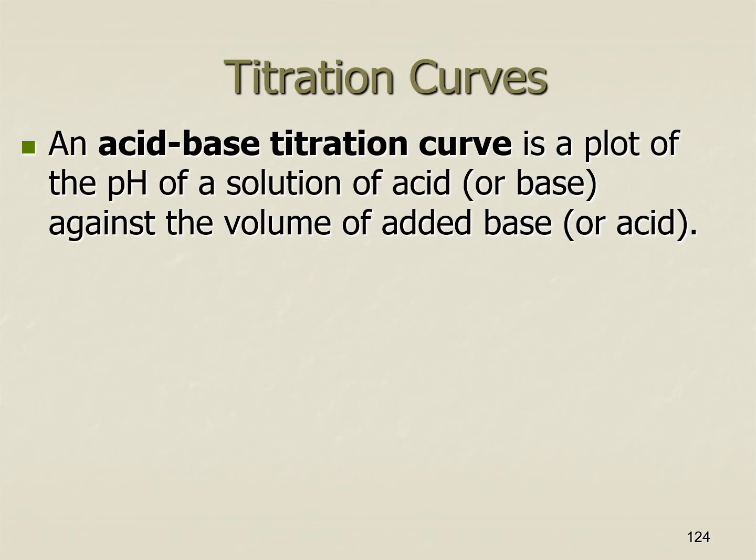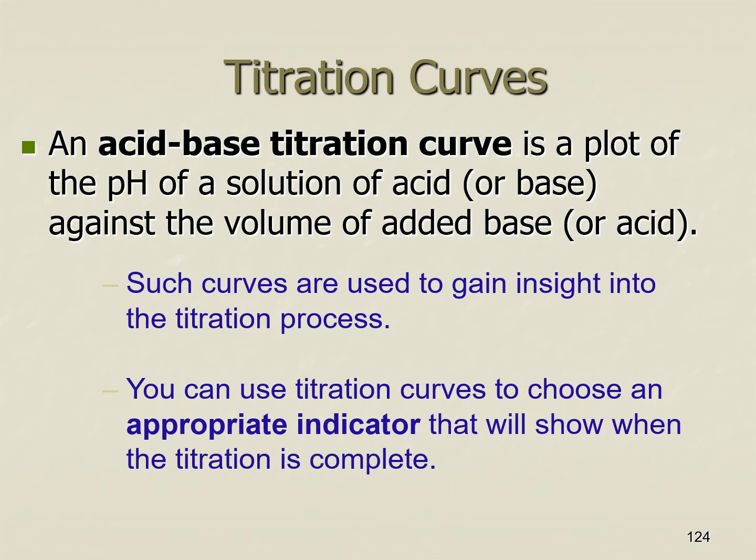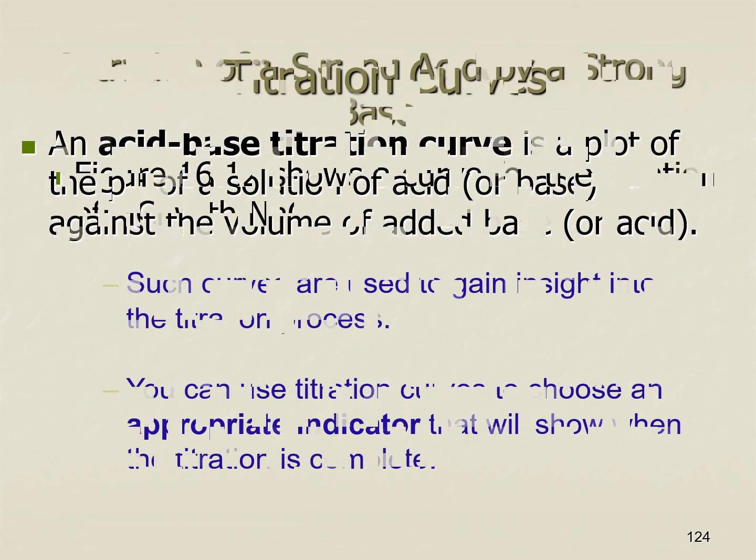So an acid-base titration curve is a plot of pH of a solution of acid or base against the volume of added base or acid, depending on which one you're starting with. In one of the labs that you're going to do this semester, you are going to draw some titration curves to see what's happening, and it helps you see what's happening in the titration process. And if you know about what pH your endpoint changes at, then you can find an appropriate indicator, and we'll show you that in a minute.